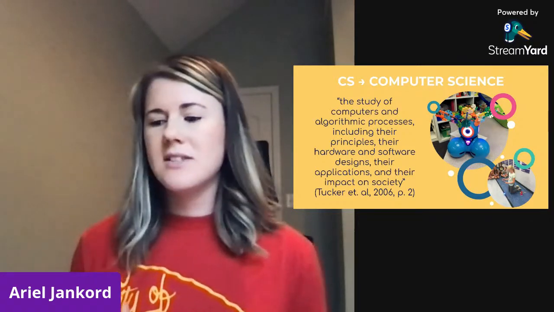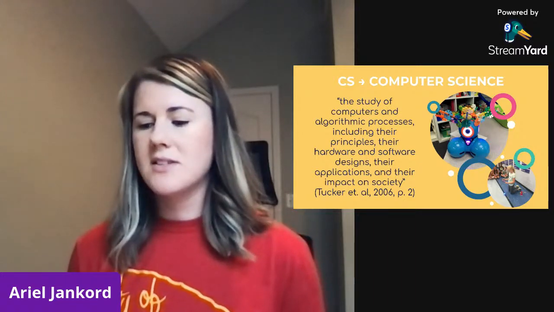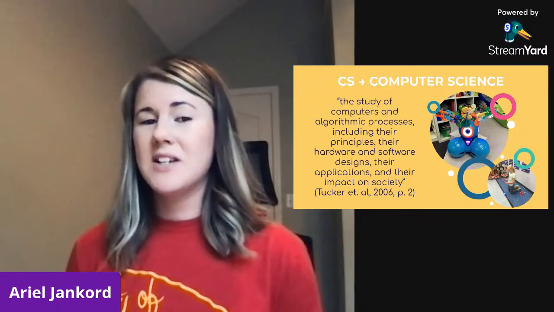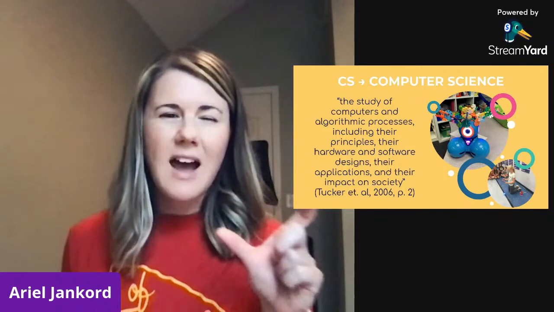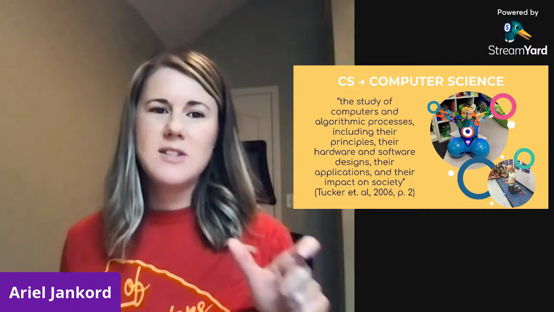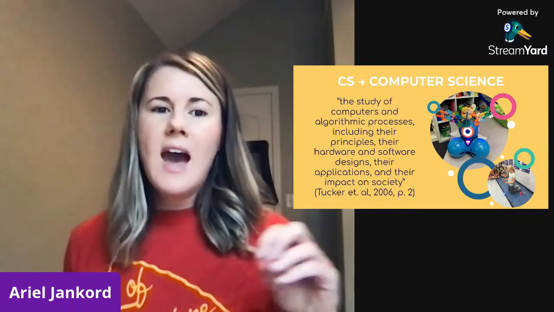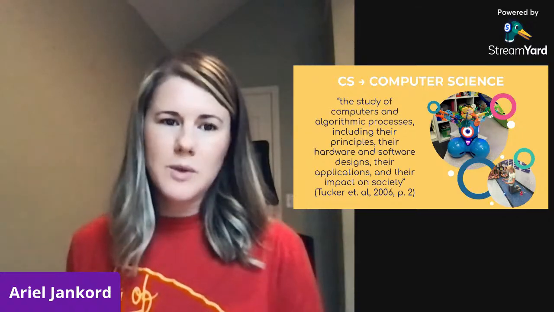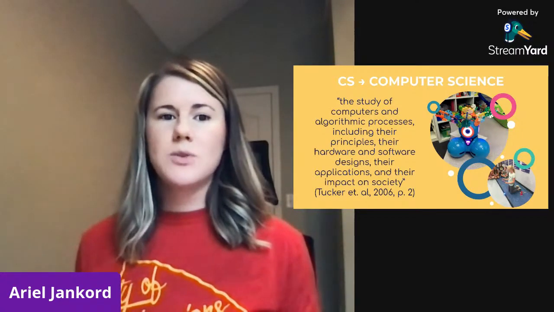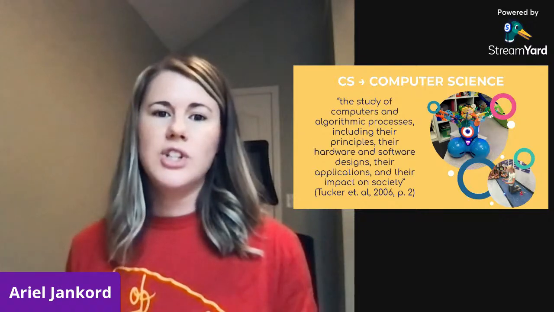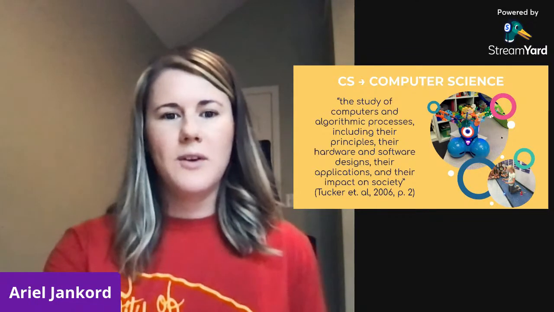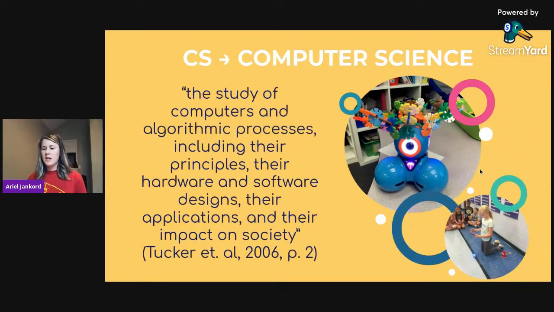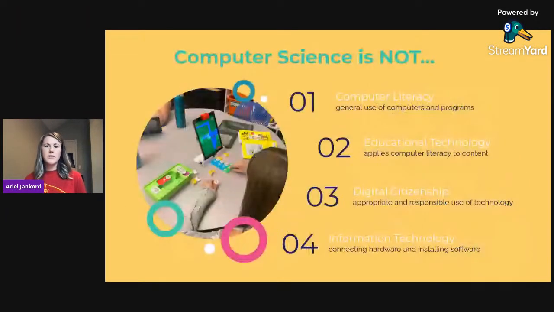It says computer science is the study of computers and algorithmic processes, including their principles, their hardware and software designs, their applications, and their impact on society. And that last little bit, the impact on society, I think is the most important part. When I think of computer science, it's not just how do I code, what language am I using, that piece, but we're thinking about how we use computers and technology to solve problems and make our world a better place. And so that is what I would like to focus on today as we're thinking about how we want to use Google CS First.